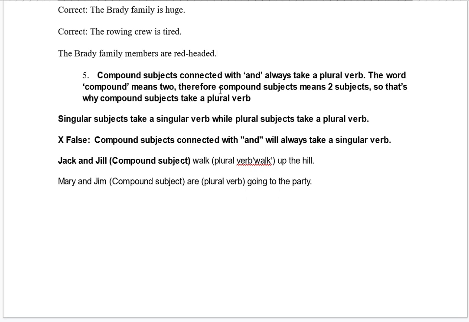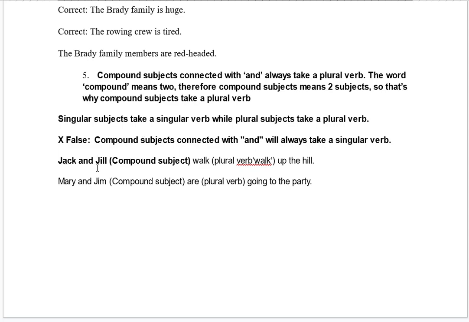Compound subjects connected with and always take a plural verb. The word compound means two. Therefore, compound subjects mean two subjects. So that's why compound subjects always take a plural verb. Singular subjects take a singular verb, while plural subjects take a plural verb. False: compound subjects connected with and will always take a singular verb. No. Compound subjects are plural subjects and always take a plural verb, not the other way around.